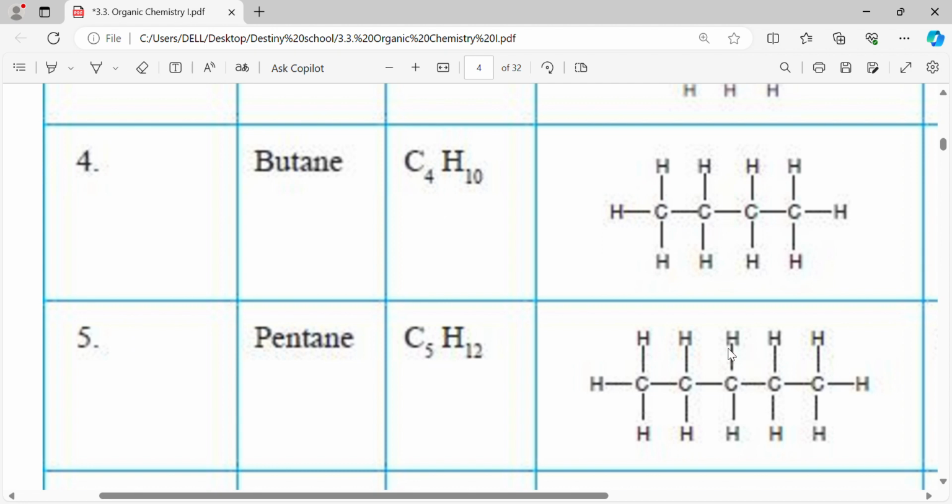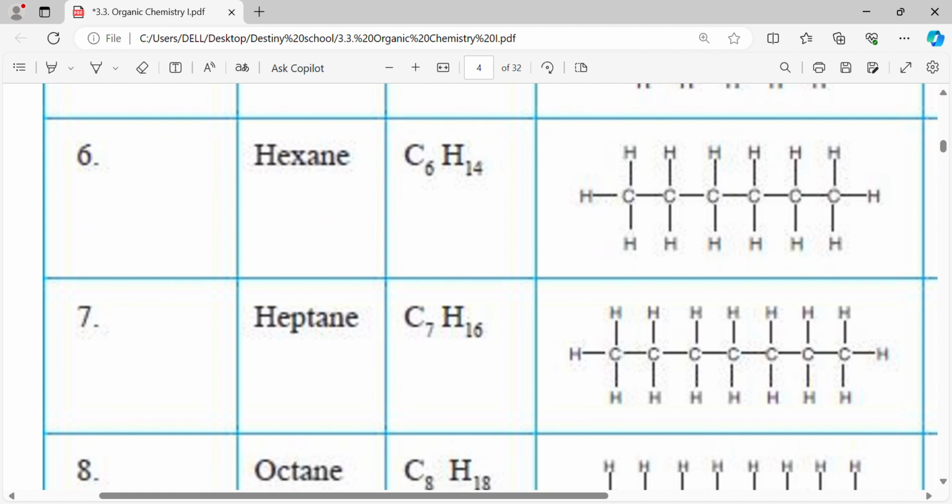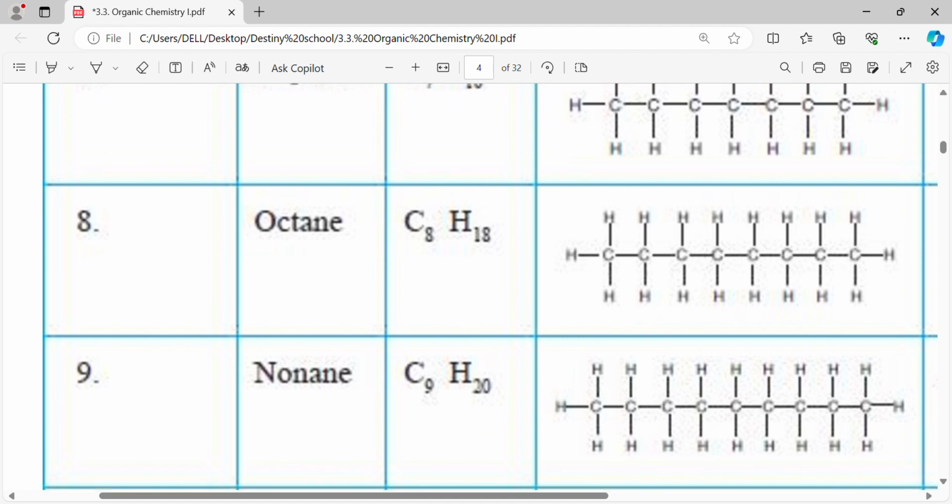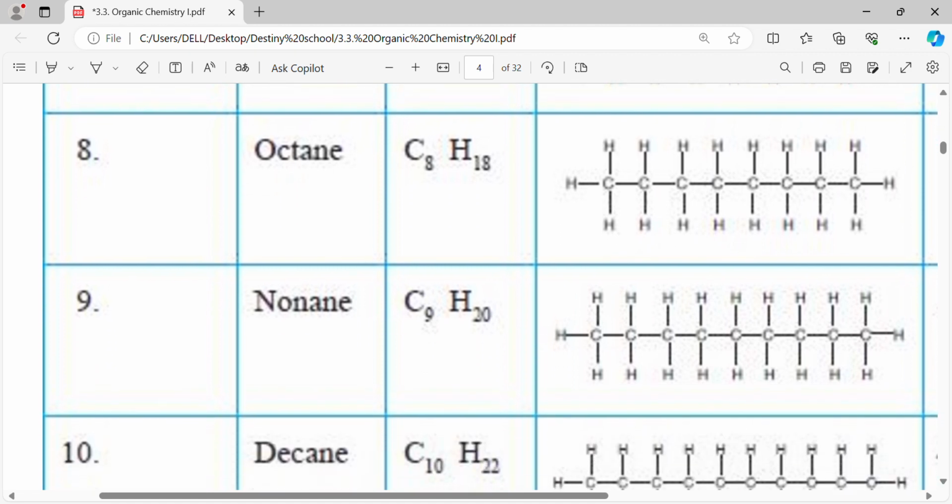Let's go to number 5. Pentane. Pentagon. Pentane has 5. So if this one is going to be its structural formula, and this one is the molecular formula. Number 6 is called hexane. This one is the molecular formula for hexane, and this one is the structural formula for hexane. Number 7 is called heptane. This is the molecular formula for heptane, and this is the structural formula for heptane.